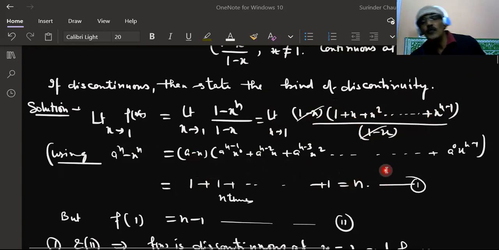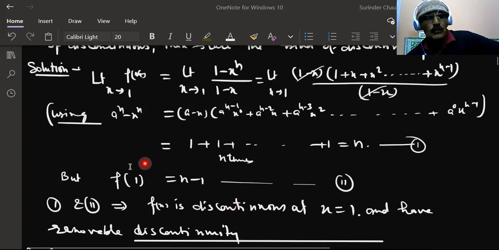So the left limit is n, the right limit is also n, and the value of the function at x = 1 is n - 1. So the limit exists at x = 1, but the value of the function at that point is n - 1. If we replace the value of the function at the point by n, then this function becomes continuous. Otherwise, what kind of discontinuity is this? This is a removable discontinuity, and the function has a removable discontinuity at x = 1.